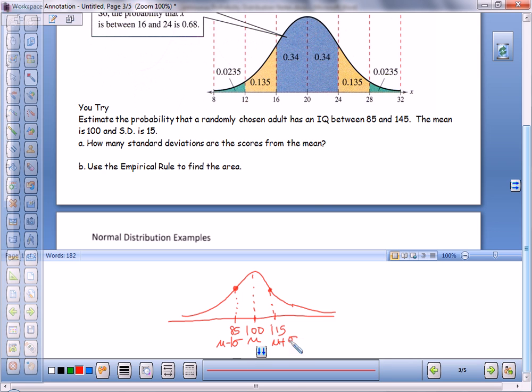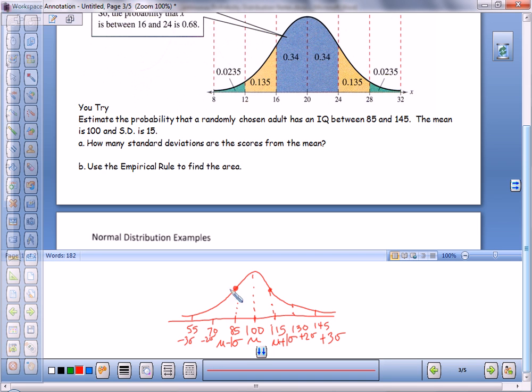So if I went another standard deviation, added another, this would be at 130. This is two standard deviations. Adding one more would make it 145, which would be plus three standard deviations. Now if I went back here, that would give me 70, which is minus 2 standard deviations from the mean. Going back one more time would give me 55, which is minus 3 standard deviations from the mean.